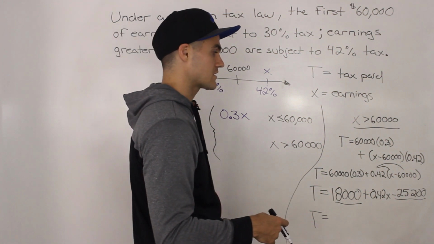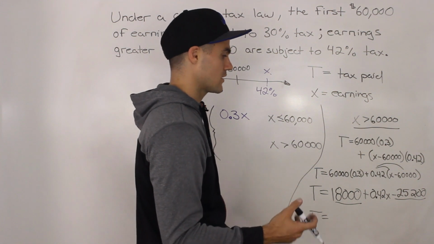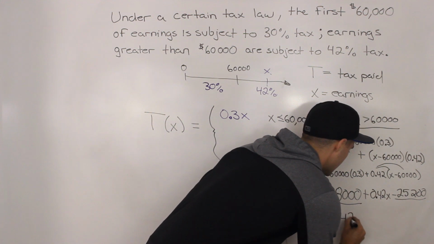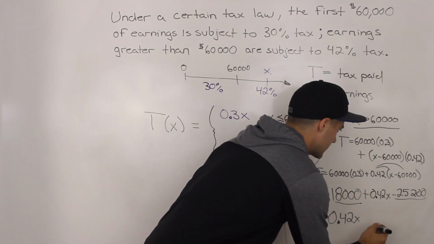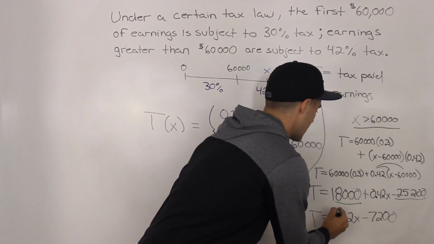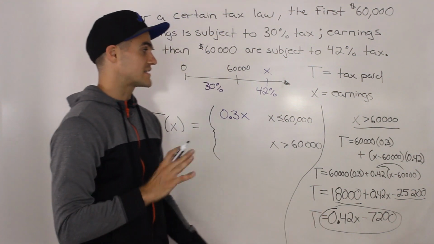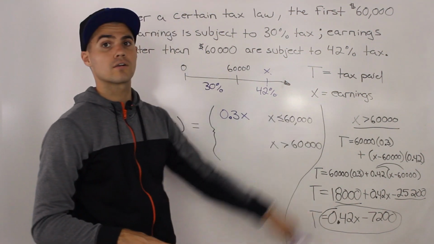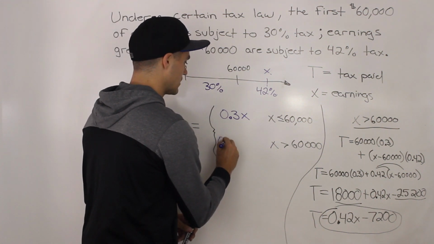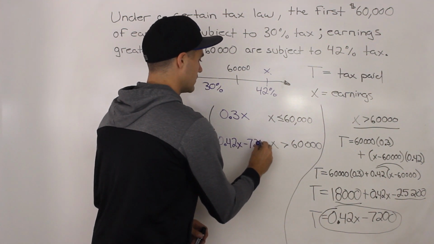And to simplify this more, notice how this 18,000 and this negative 25,200, those are like terms. 18,000 minus 25,200, that gives us negative 7,200. So let's put this 0.42x in front, and then 18,000 minus 25,200 would give us minus 7,200. And that is the simplified function for the tax if the earnings are greater than 60,000. So that expression you would put here, and you are done part A.